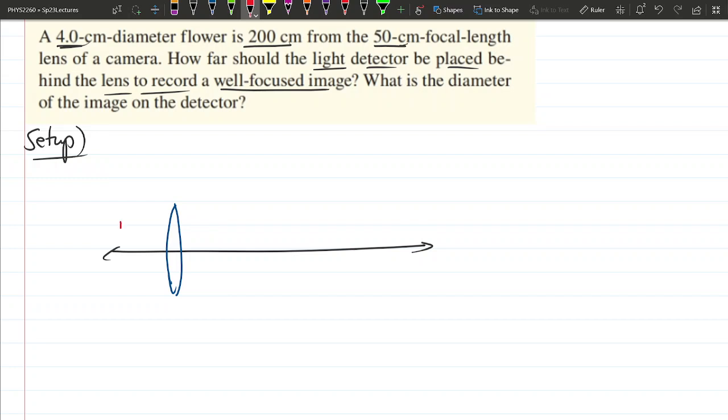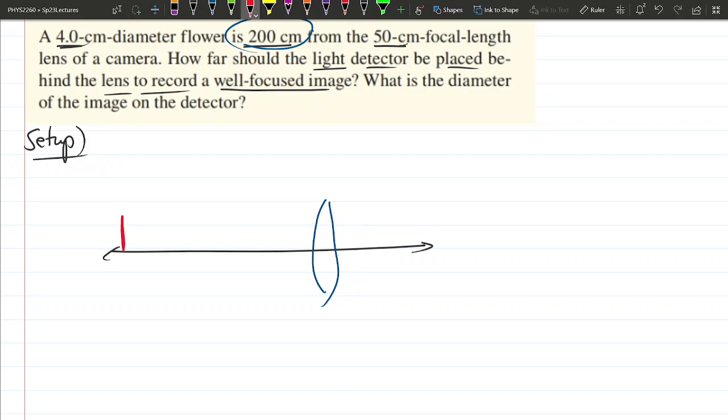So a little flower is going to be, this is where the flower is located. Sorry, I think I did the opposite of what I was supposed to do. I want the lens far away from the image. I could have done this backward, but the flower is actually far away, so I think I messed up that part.